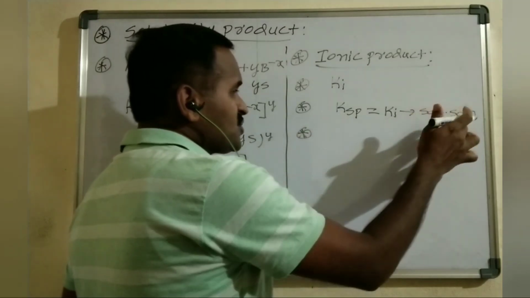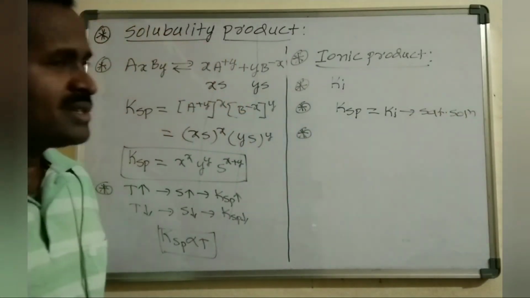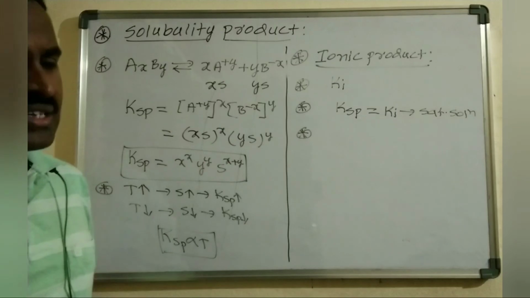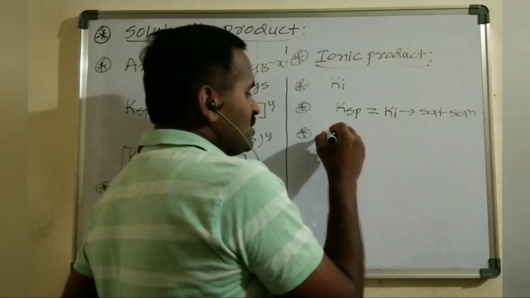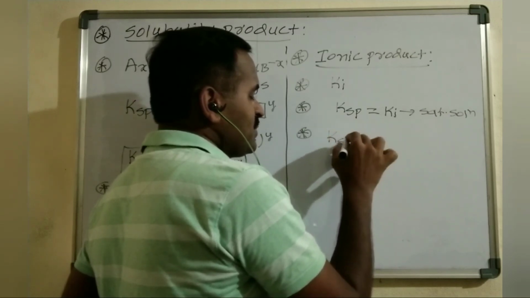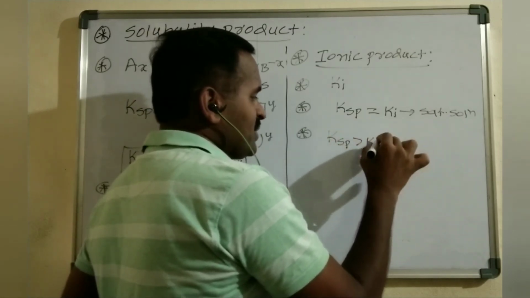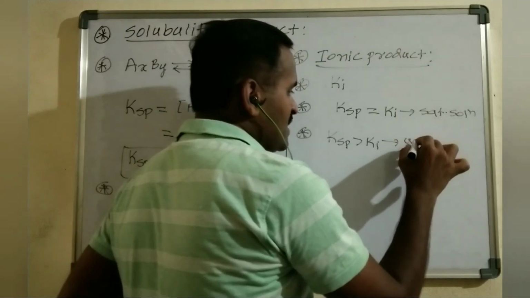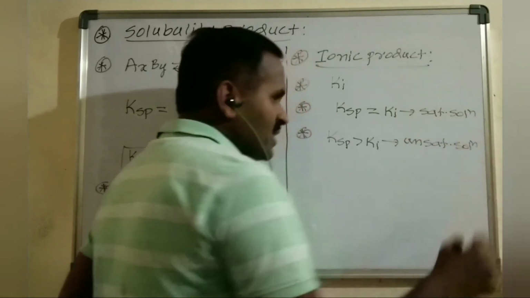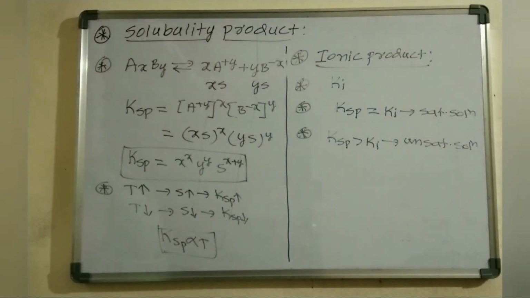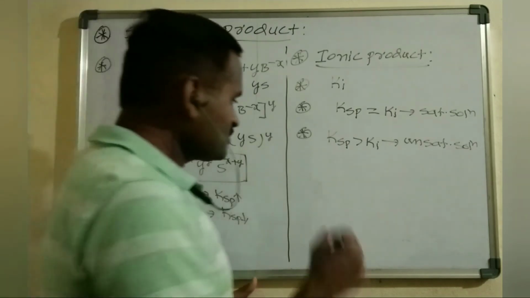There is no question of precipitation here. In a saturated solution, when we add an excess amount of solute, it will not dissolve. If Ksp is greater than Ki, then that solution is an unsaturated solution. In this, more solute can be dissolved, and the solution does not reach its saturation level. If you add excess solute, it will be dissolved in the solution, right?